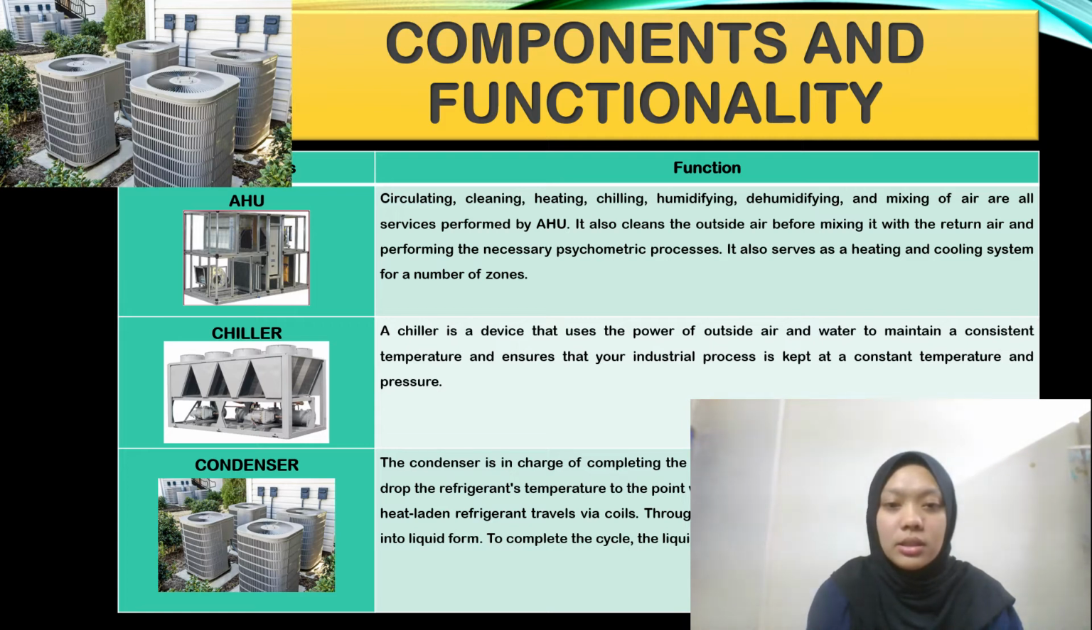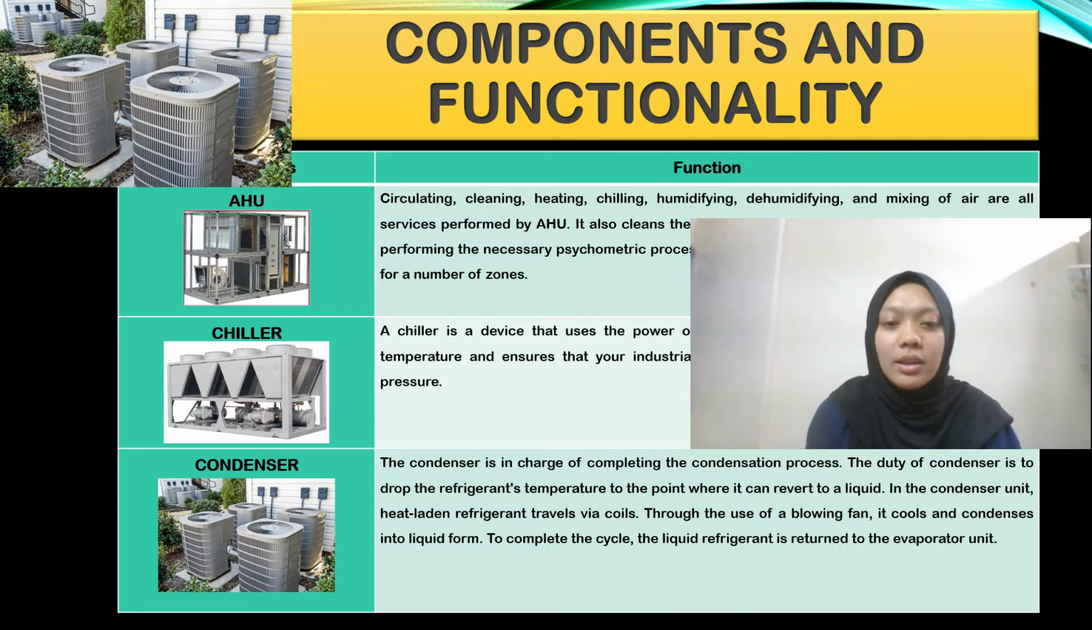Next is the chiller. A chiller is a device that uses the power of outside air and water to maintain a consistent temperature and ensure that your industrial process is kept at a constant temperature and pressure. The last is the condenser. The condenser is in charge of completing the condensation process. The duty of the condenser is to drop the refrigerant's temperature to the point where it can revert to a liquid.